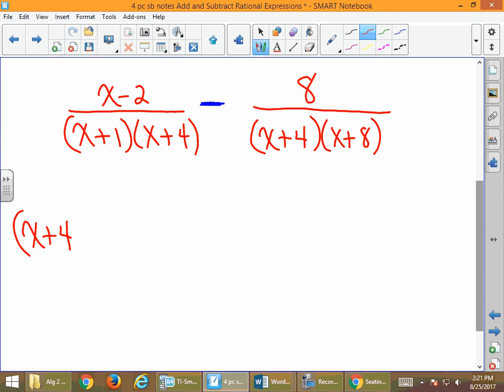So x plus 4 is going to be part of our common denominator, because it's in both. As we look at the left-hand fraction, what we see is that there's an x plus 1 in that denominator that's not over here in the right fraction. So we're going to put the x plus 1 in. And in the right-hand fraction, we have an x plus 8 that's not over here in the left-hand fraction. So we need the x plus 8. And now we have the common denominator.